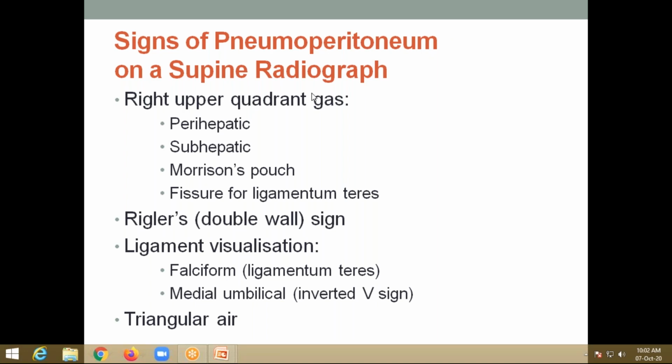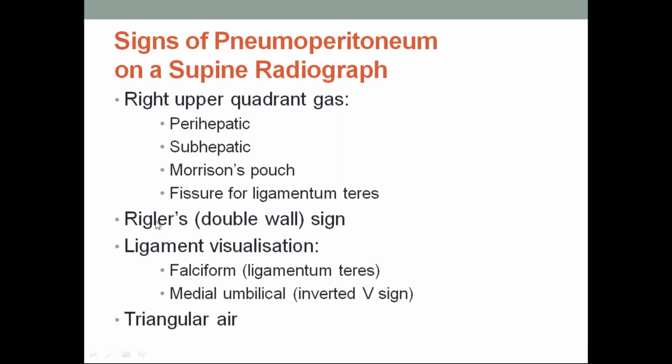In the right upper quadrant, if you find any gas in the right upper quadrant, that is in perihepatic, subhepatic, and in Morrison pouch, and in the fissure of ligamentum teres, then these are the conditions we will get with right upper quadrant gas. After that, the double wall sign. This is seen if the intra-abdominal free air is around 1 liter. More than 1 liter of gas should be there to visualize this double wall sign. I will show you some slides after that.